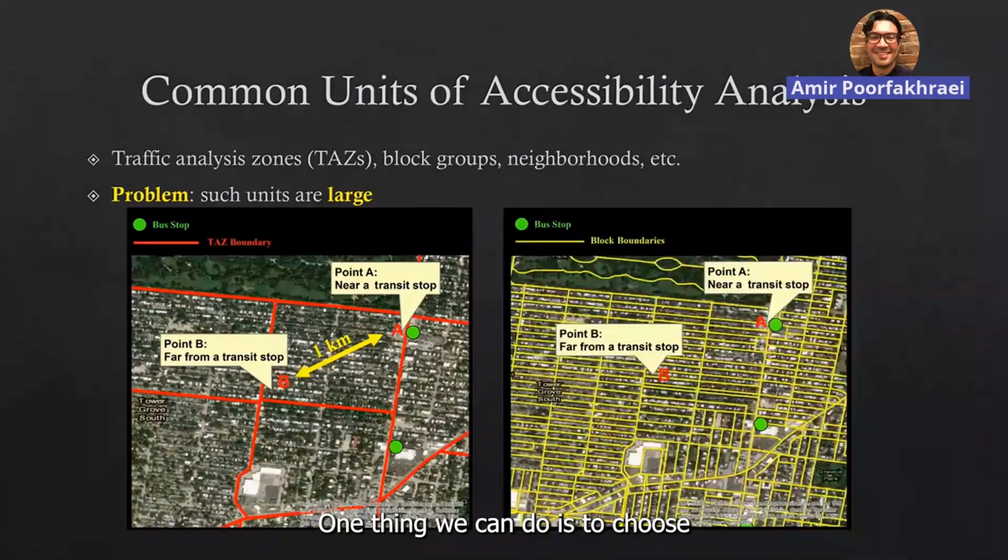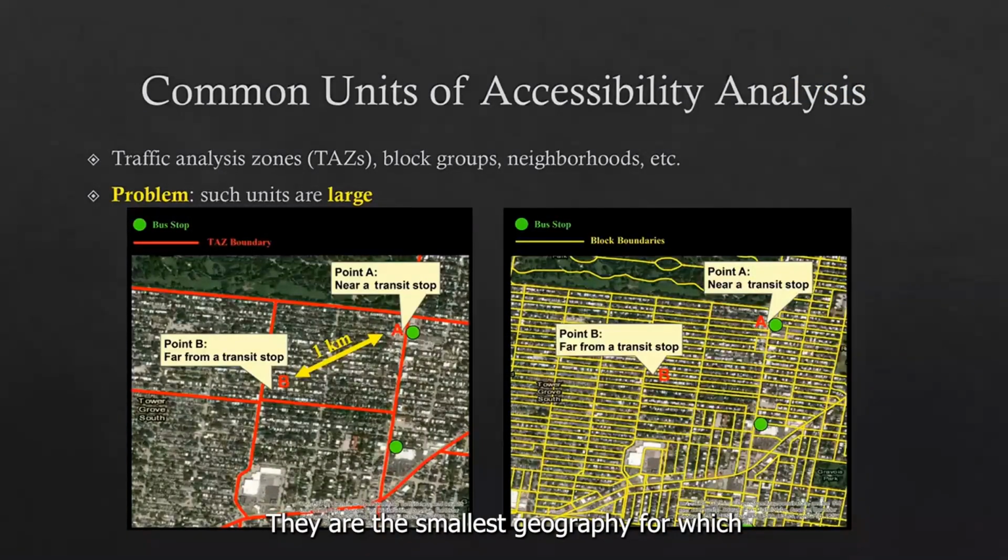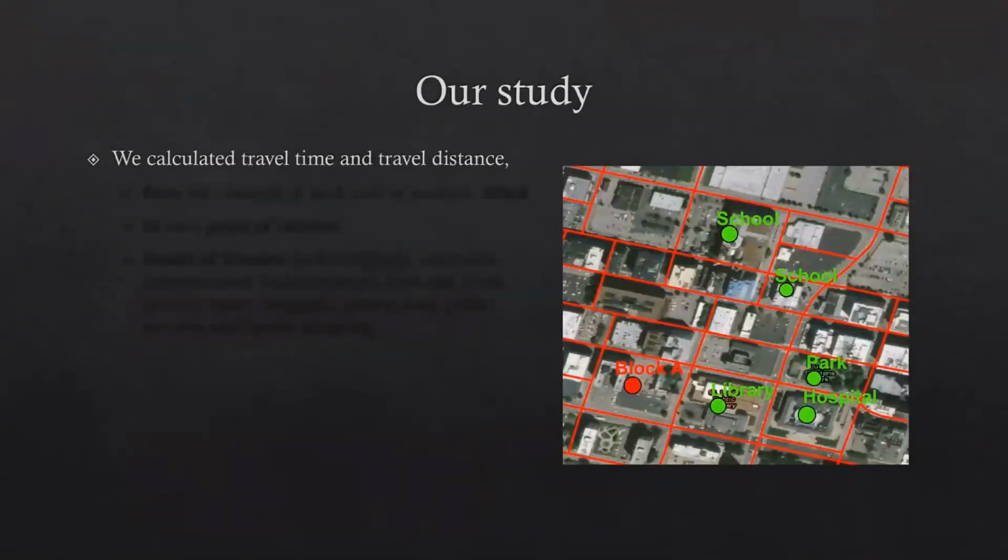One thing we can do is to choose a finer level of analysis or unit of analysis, and that's exactly what we did in our study. We used census blocks as our unit of analysis. The census blocks are represented with yellow lines in this picture. And census blocks are, in the United States, the smallest geography for which census data is publicly available.